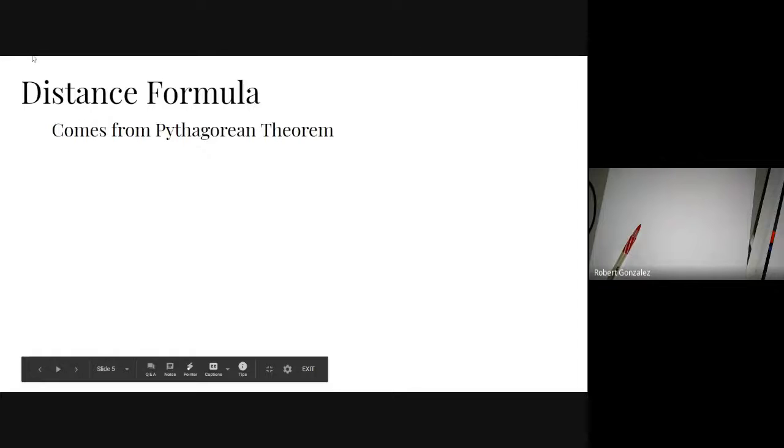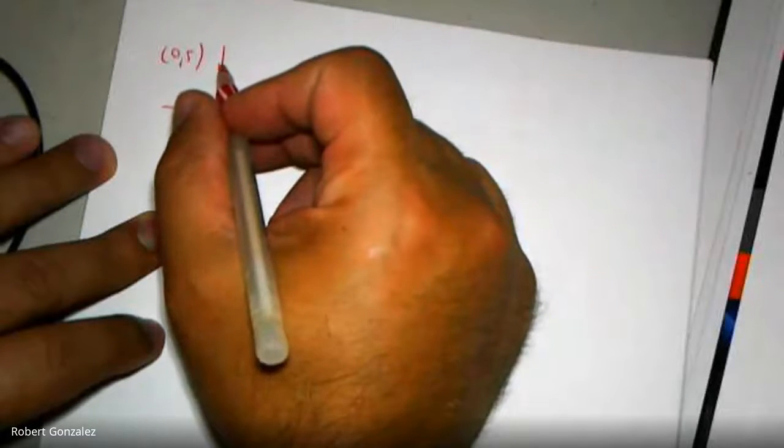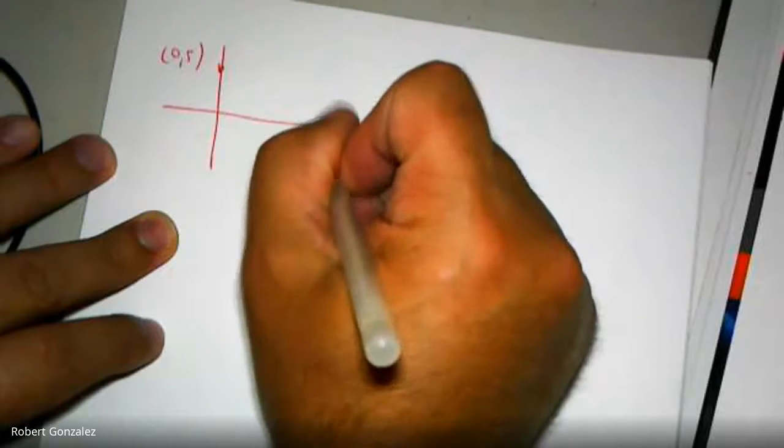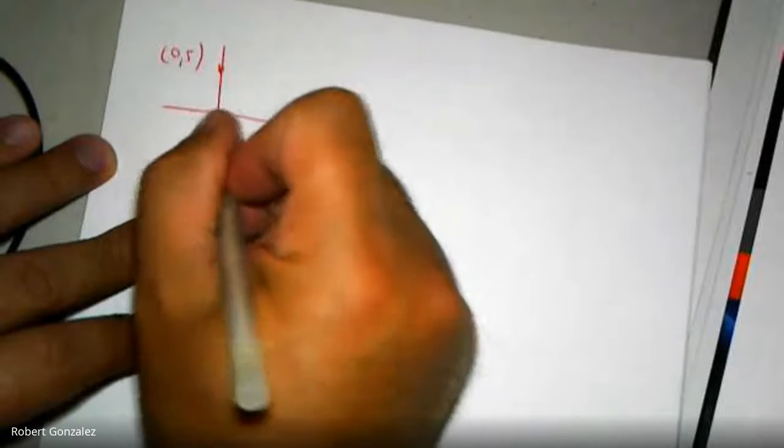Okay? So I'm going to exit out of this for a second, and we're going to do a quadratic formula type problem. Okay. Does everybody see my paper right now? Okay. So let's do something simple, and let's say I want to find the distance from (0, 5) to (10, -3).